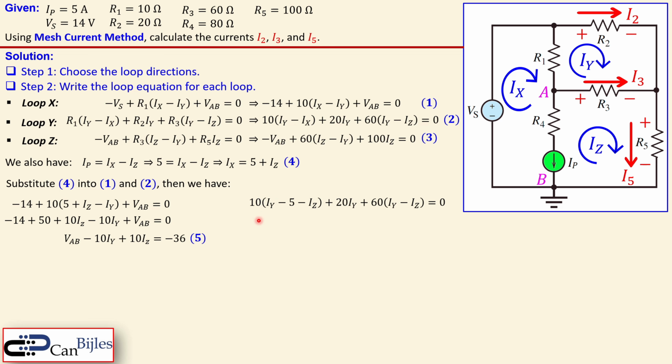But you can also do it a different way. You can say, let's divide everything by 10. That's what I have here. So I divide everything by 10. I get now just iy minus 5 minus iz. And then 2 times iy, and then plus 6 times this.